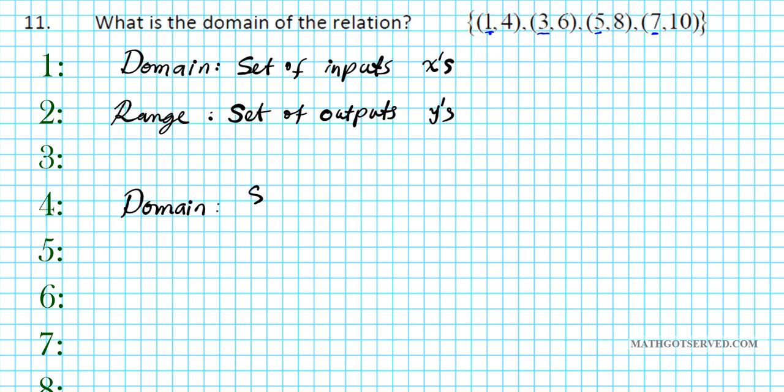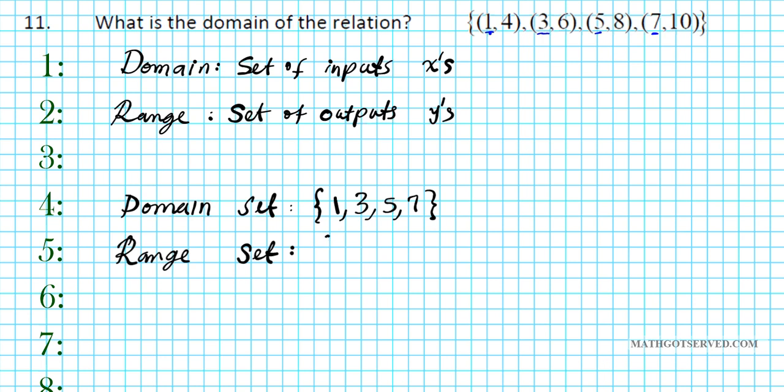Let's do that again. The domain is a set 1, 3, 5, 7. Okay, now the question doesn't ask for this, but let's just list it anyway. What is the range? The range is a set of the y's, or the outputs, which are 4, 6, 8, and 10. Okay, so there you have it.